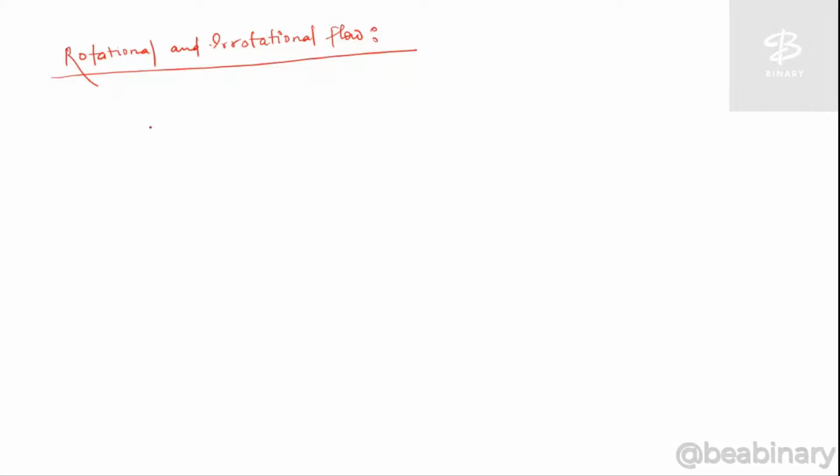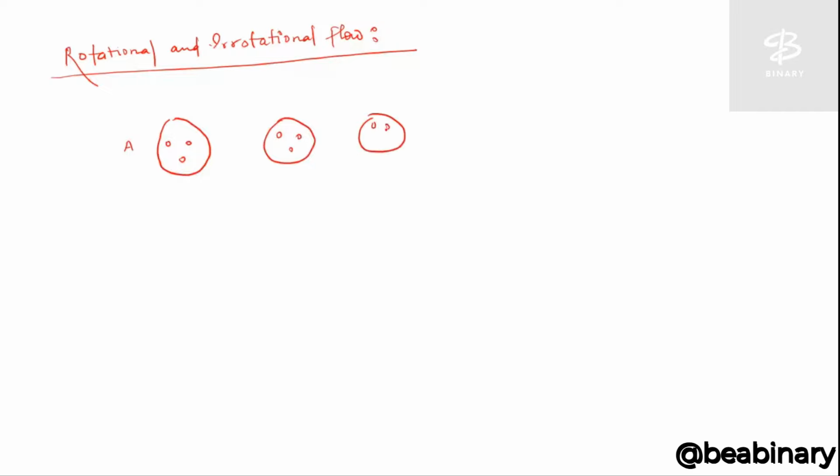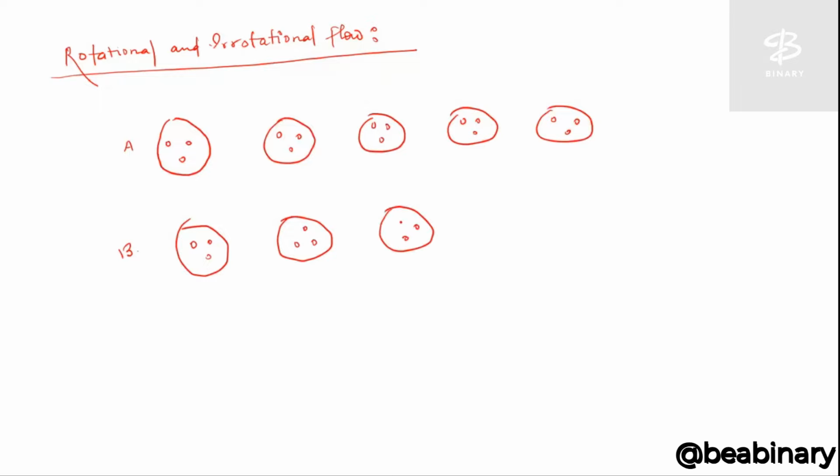Suppose I am drawing this figure. This is particle number A, and this is particle number B. So what is the difference between these two pictures?